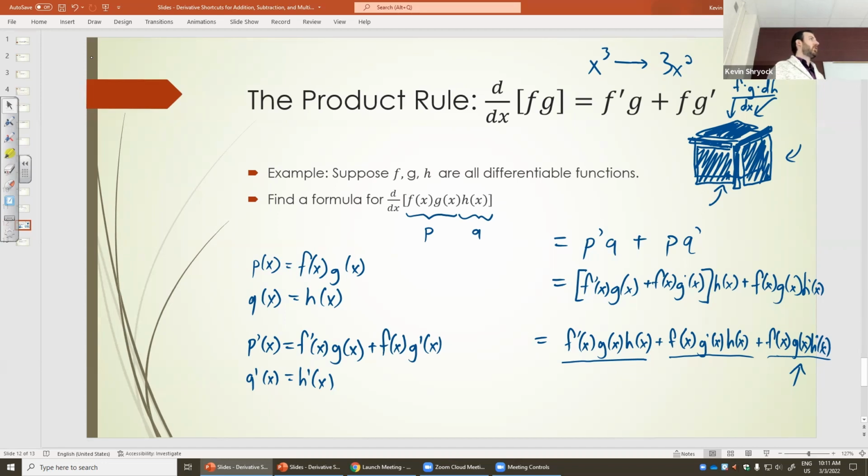Cool. Anybody have any questions on how we can tackle doing product rule with three or more things? You all right?